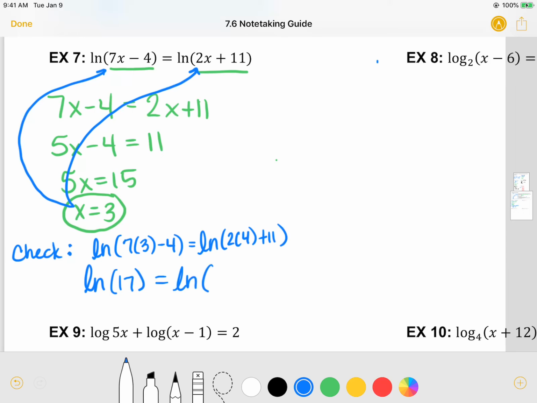And the natural log of 8 plus 11, or excuse me, it's not 8. Why did I plug a 4 in there? I don't know. That should be a 3. It should be 6 plus 11, which is 17. Okay, so that is the same, and that works.